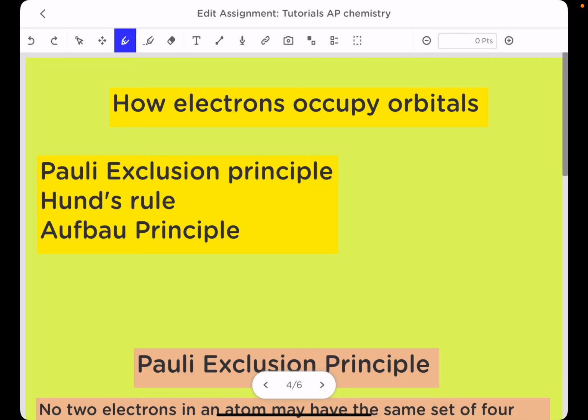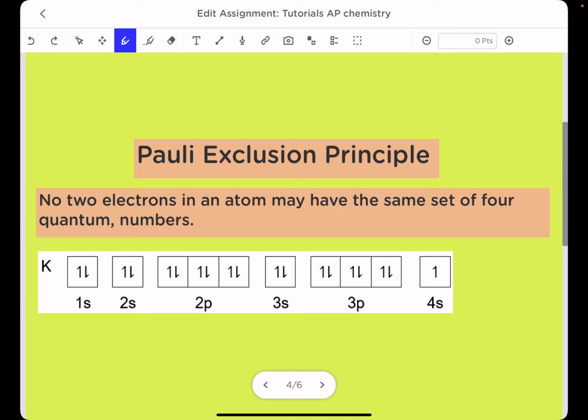Hello, today I'm going to explain how electrons occupy orbitals. To do this, I'm going to explain the Pauli exclusion principle, Hund's rule, and the Aufbau principle. So first, let's start with the Pauli exclusion principle.